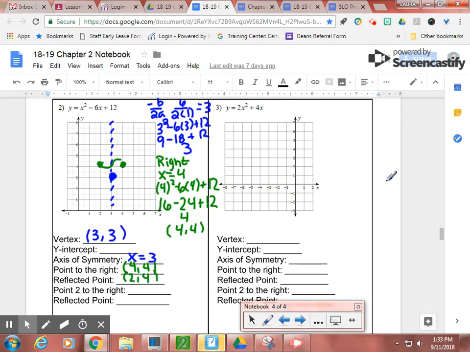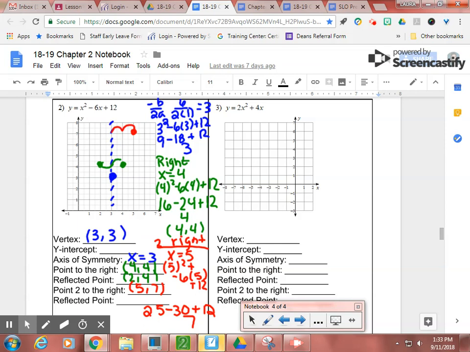Now I want to go 2 to the right. Well, 2 to the right is going to be plugging in 5 for x. So now I have 5 squared minus 6 times 5 plus 12, which is going to give me 25 minus 30 plus 12, and that's going to give me 7. So we plugged in 5, we got back 7, so over 5 and up 7.